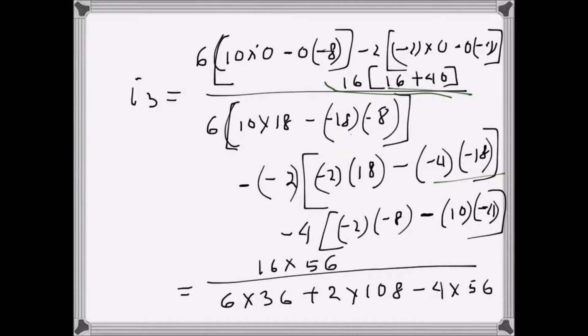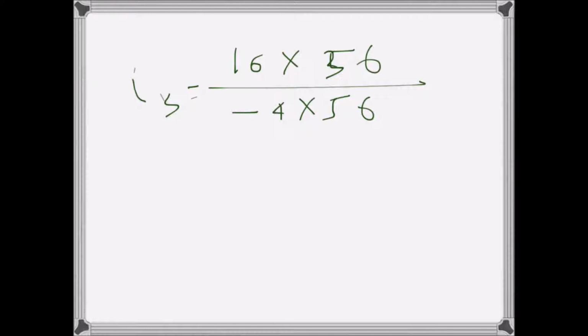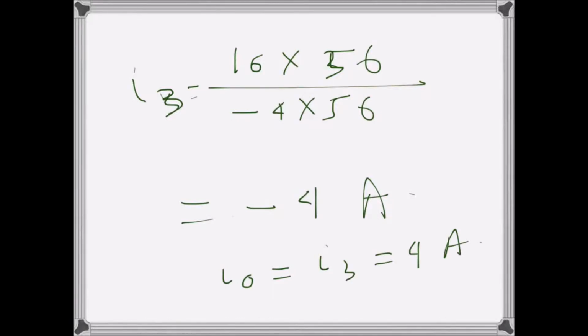In the denominator, these two get cancelled, the same. So we have finally 16 times 56 in the numerator and 4 times 56 in the denominator, that's I3. I'm just calculating the value of the determinants, numerator and denominator, so it's negative 4 ampere. So that's the current I3, and I3 is I0, so we are interested in finding I0. Since I0 is I3, basically I0 is 4 ampere.